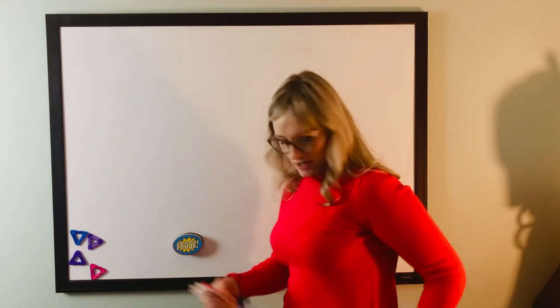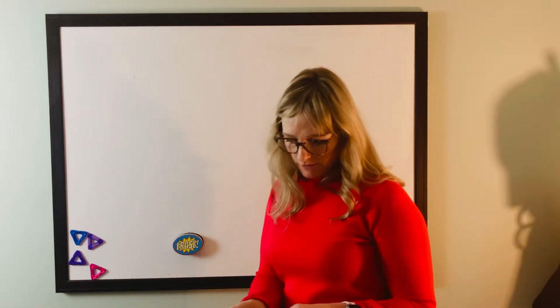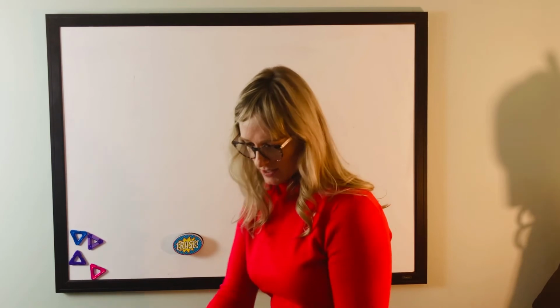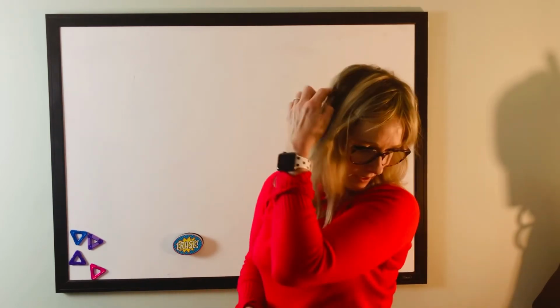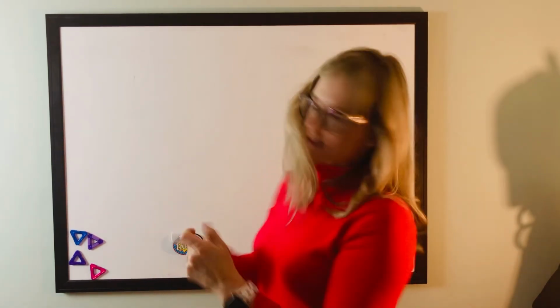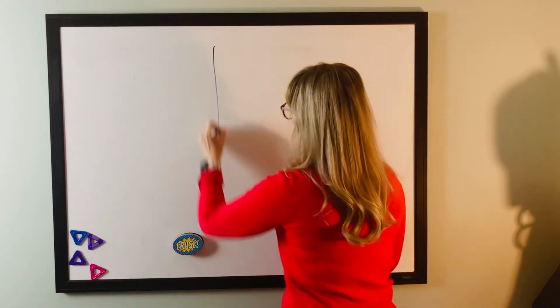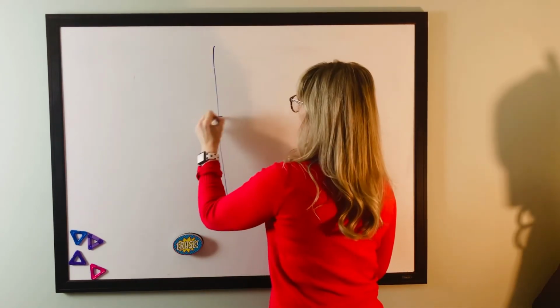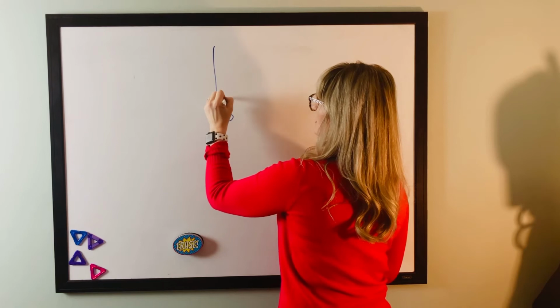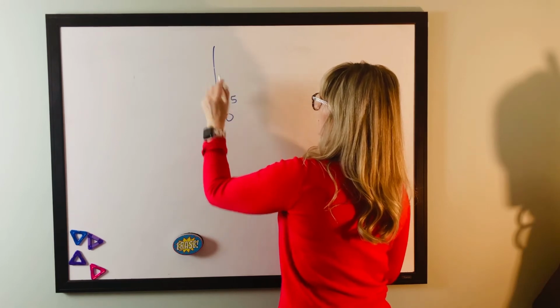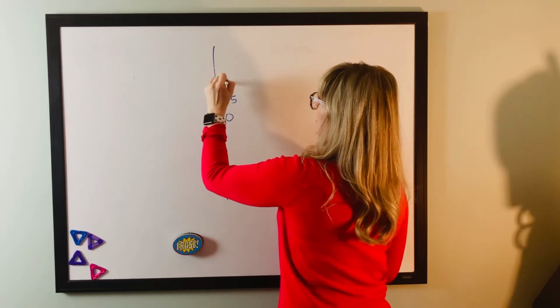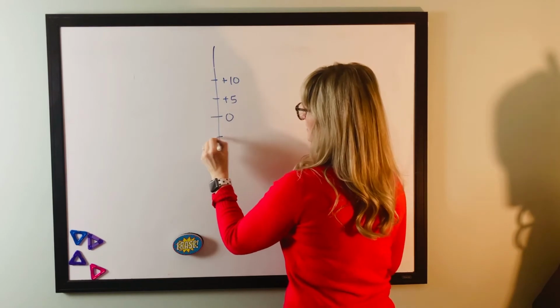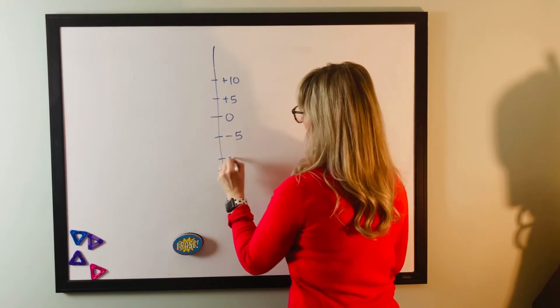Another concept, and you can just turn the video off if you feel like you understand the rest of the concepts. If not, we'll keep going. Again, with this thermometer, this would work well. So let's go to 0 here. Let's say this is +5 and +10, and then we're going to go down -5 and -10.